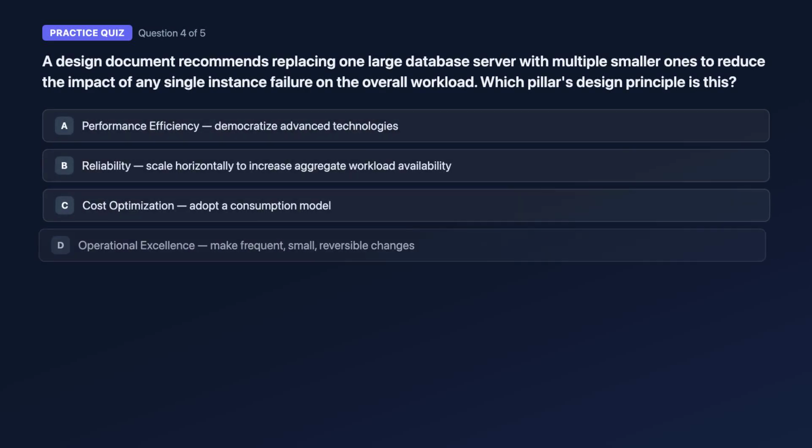Question 4. A design document recommends replacing one large database server with multiple smaller ones to reduce the impact of any single instance failure on the overall workload. Which pillar's design principle is this? A. Performance efficiency, democratize advanced technologies. B. Reliability, scale horizontally to increase aggregate workload availability. C. Cost optimization, adopt a consumption model. Or D. Operational excellence, make frequent, small, reversible changes. Run the decision rule from earlier before you answer.